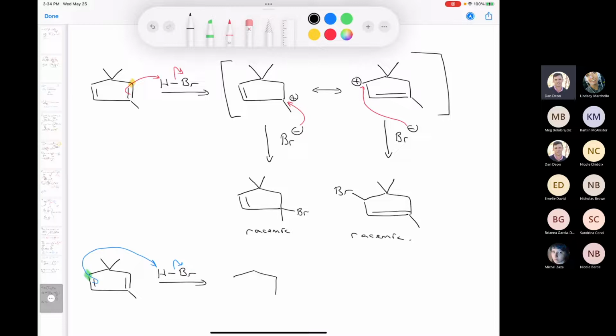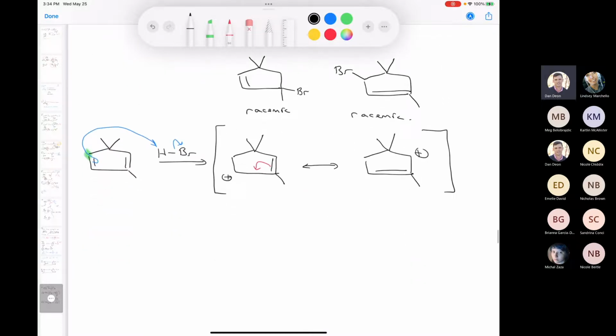Let's draw that carbocation, which is going to look like this. And now we can also draw a resonance contributor for it, where we show the delocalization of the electrons. And we get a second allylic carbocation. So we have our double bond here. We have the positive charge up here. And those are the two resonance contributors.